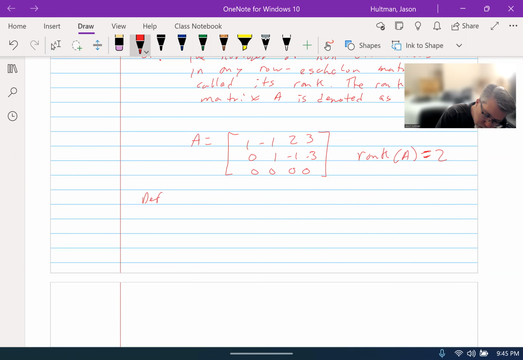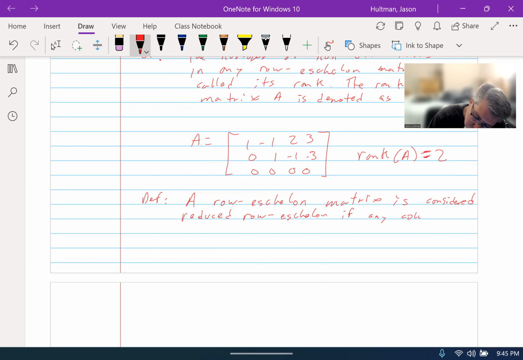Okay, definition. A row echelon matrix is considered reduced row echelon if any column that contains a leading one has zeros everywhere else in that column.